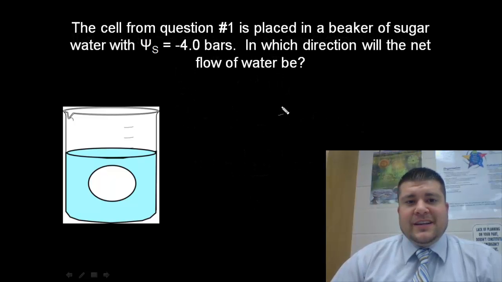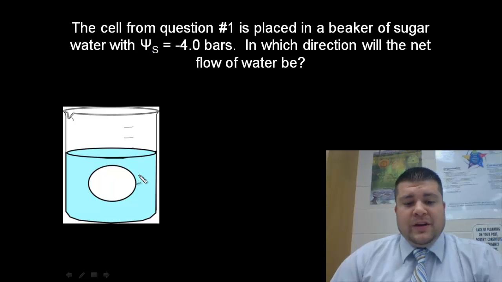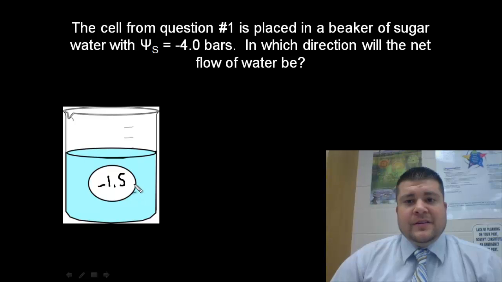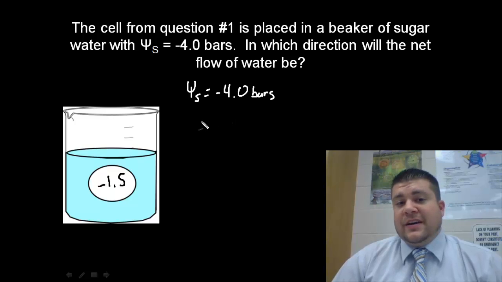For this next question, we're going to take the cell from number 1, whose psi is negative 1.5 bars, which we just found, and place it in a beaker of sugar water with a psi s equaling negative 4.0 bars. Then we need to figure out which direction the water would flow. If a psi s is negative 4.0 bars, it seems like they're not telling us a lot of information, but actually they are.